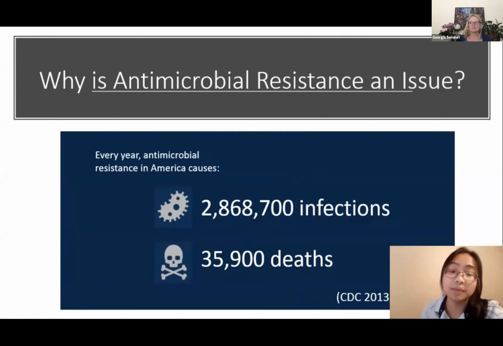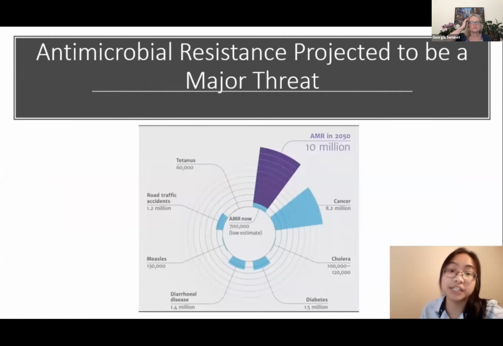Therefore, this is a problem that has been increasing substantially in the past decade and will likely continue into the future. AMR is predicted to become much worse. This is a graph with current mortality for various diseases in blue and the projected AMR deaths in 2050 in purple. Currently, cancer kills over 8 million people, while it is estimated that 10 million deaths will result from AMR worldwide in 2050. This is why it's so important to determine ways to understand, prevent, and treat AMR.